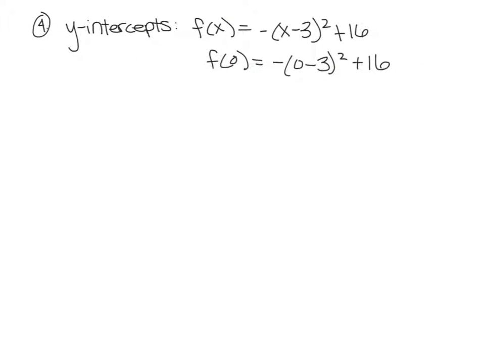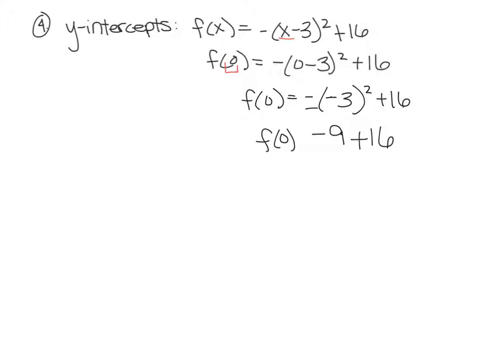Now we'll find the y-intercept, and the y-intercept is found by substituting a 0 in for x in the original problem. So if I simplify this, I have f(0) equals -(-3) squared + 16. (-3) squared is a +9. Then apply the negative sign on the outside of the parentheses. So we have f(0) equals -9 + 16, and f(0) is +7. So our y-intercept is (0, 7).